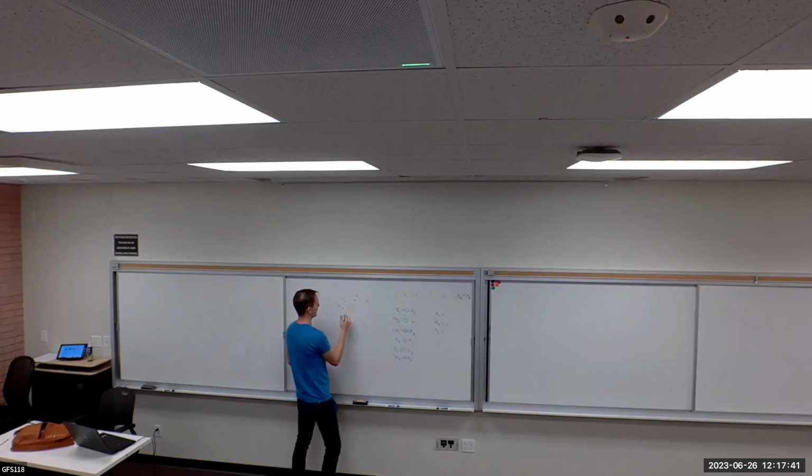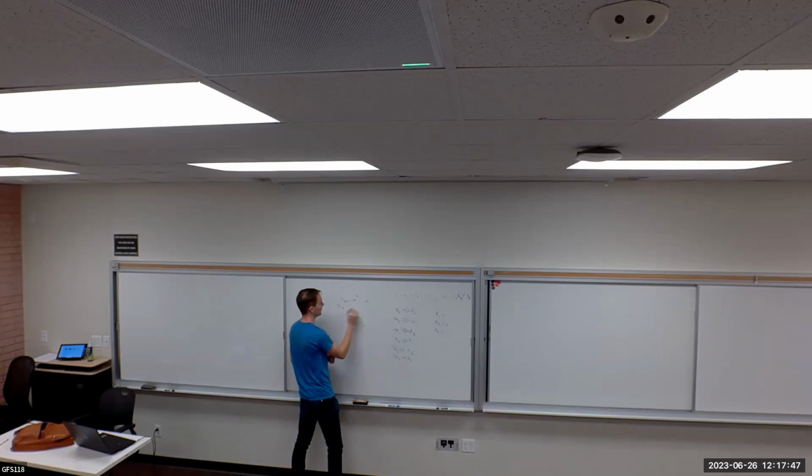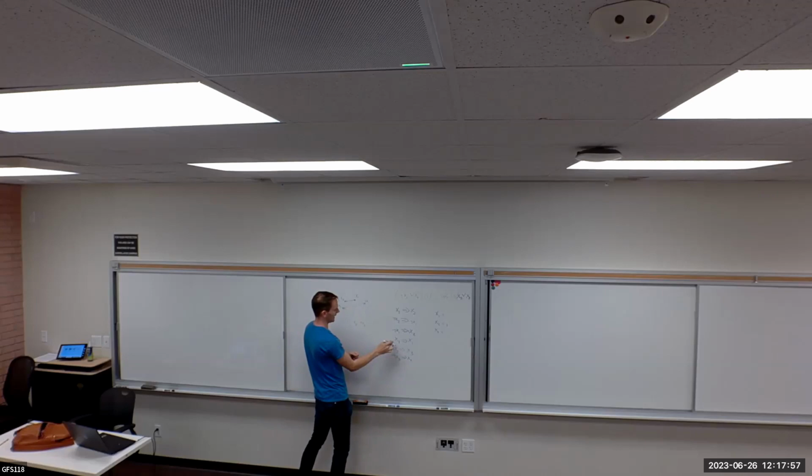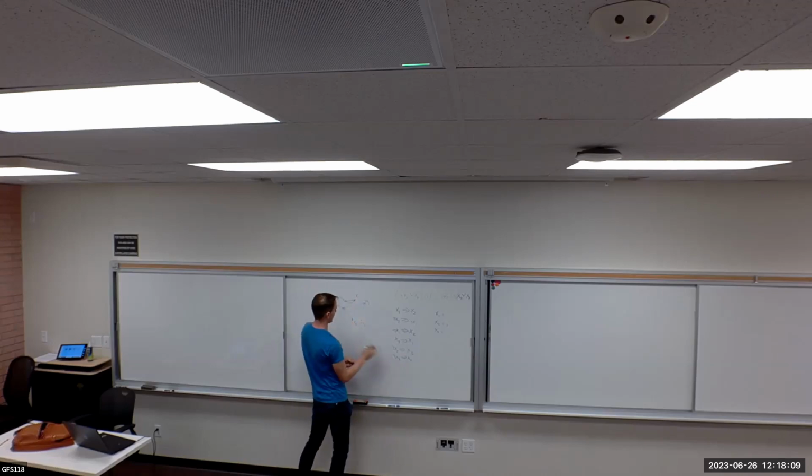Okay, so we have x1 pointing to x2, not x2 pointing to not x1. We have not x1 pointing to not x2, and x2 pointing to x1, and then not x2 points to x3, and not x3 points to x2.